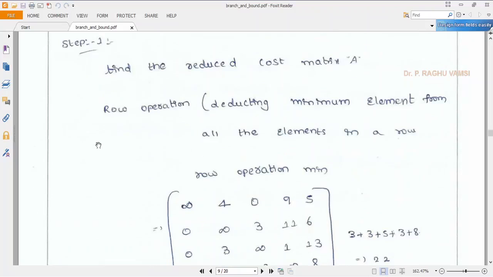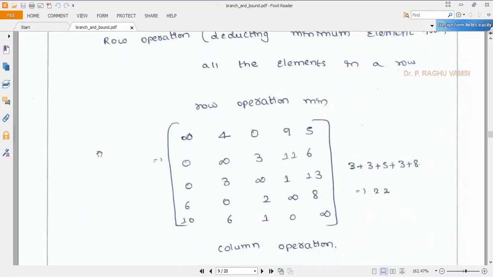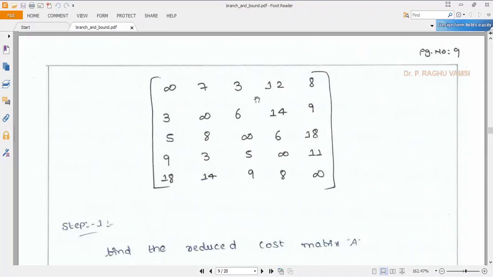In this reduced cost matrix, first we will perform the row operation, that is, deducting the minimum element from all the elements in a row. Let's consider the first row, in which the minimum element is 3. The 3 will be deducted from all elements in the row. So infinity minus 3 is infinity, 7 minus 3 is 4, 3 minus 3 is 0, 12 minus 3 is 9, and 8 minus 3 is 5. So 3 is the minimum value that we have reduced from this row.